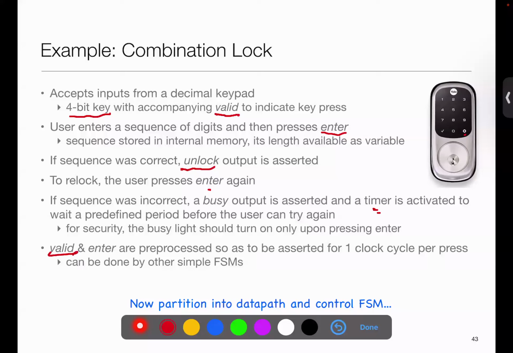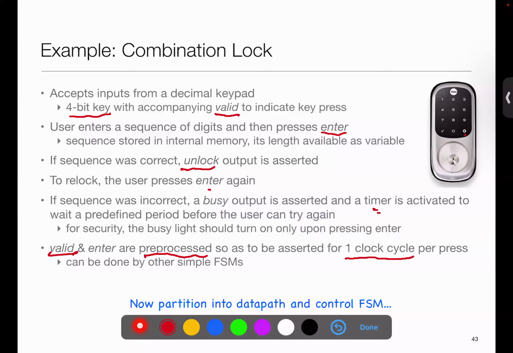So one of the first things that one will have to do is arrange so that a single press of 4 is treated as a single press of 4, not multiple presses of 4. So there has to be some pre-processing so that the signal seen by the state machine is only for one clock tick.